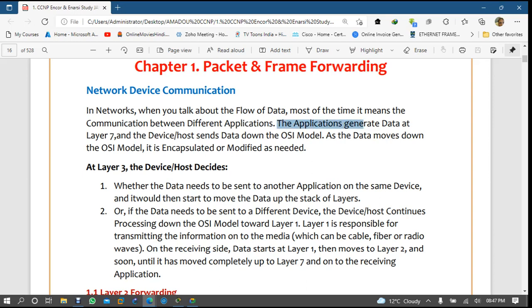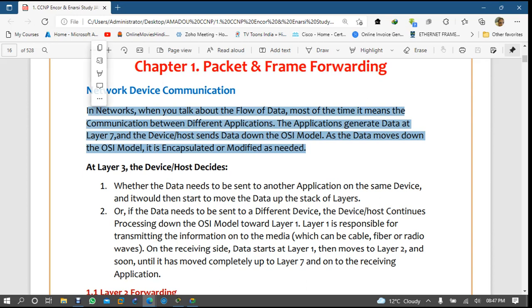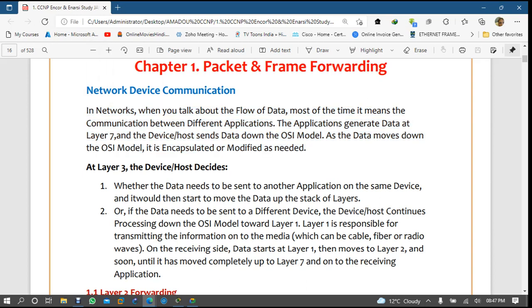The application generates data at layer 7, and the device sends the data with the help of the OSI reference model, right? You know about that. So entire data communication is based on the OSI reference model, and the OSI reference model is helping you to communicate. Like suppose I'm sending you an email. I'm sending you the email with the help of a browser. So the browser is working on layer 7 with the help of the HTTP protocol, right? So when you are sending data, the data is moving.